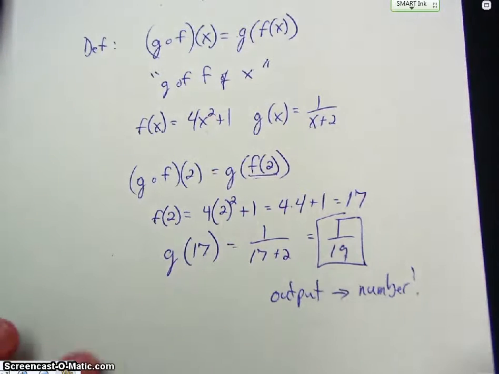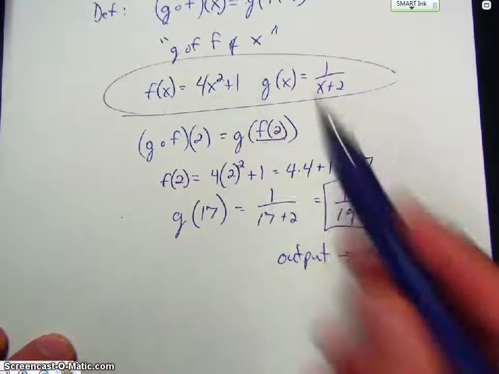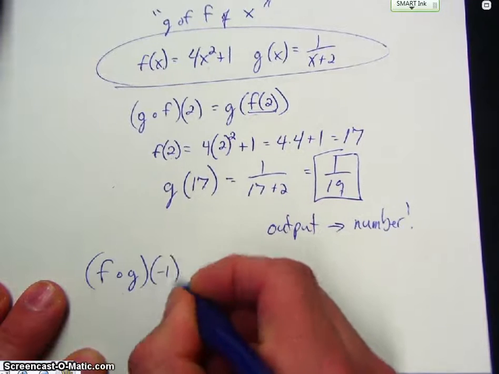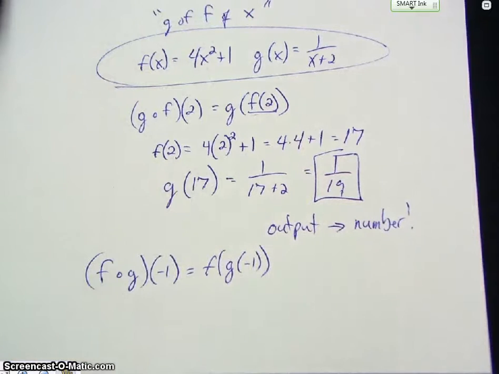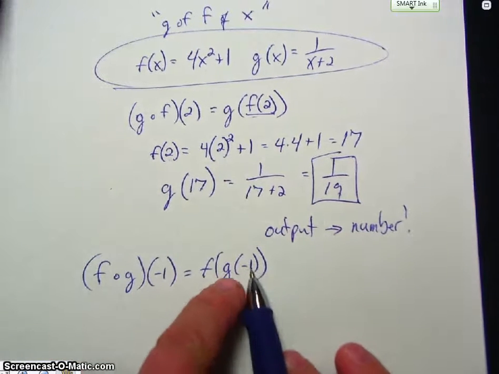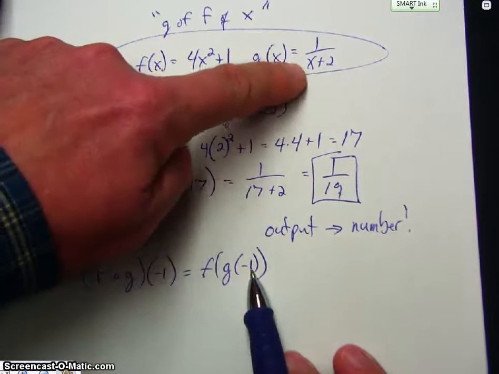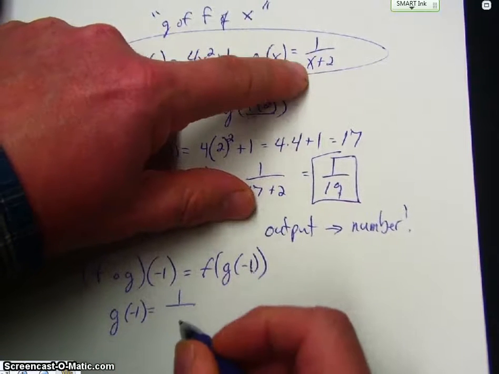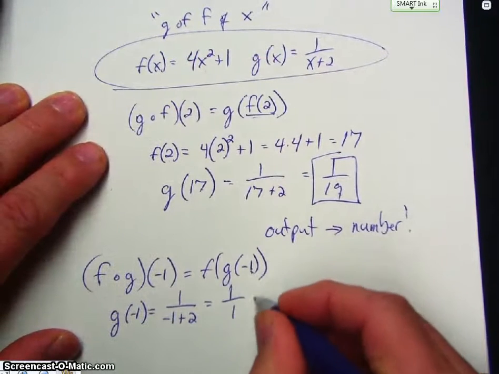Okay. Again, let's try another one. We'll use the same functions. Let's do f open circle g of negative 1. In other words, I want to do f of g of negative 1. Look here, I changed the order. So that means I'm going to plug negative 1, the number input, into g. I'm going to plug negative 1 in for x. So g of negative 1 gives me 1 over x, which is now negative 1, plus 2. That gives me 1 over 1, which is 1.